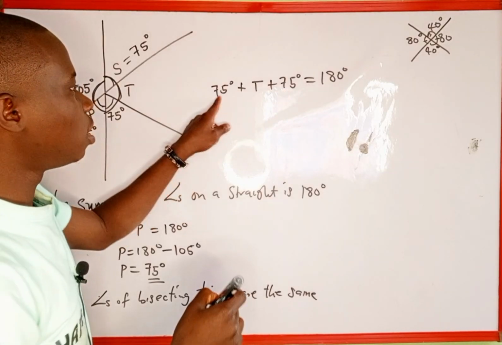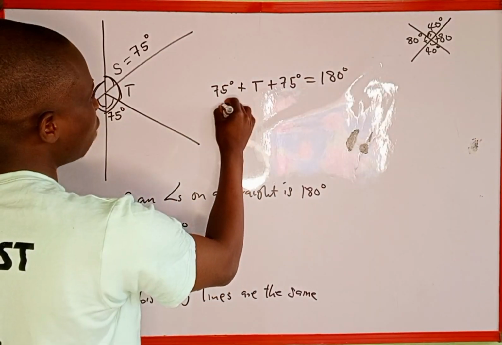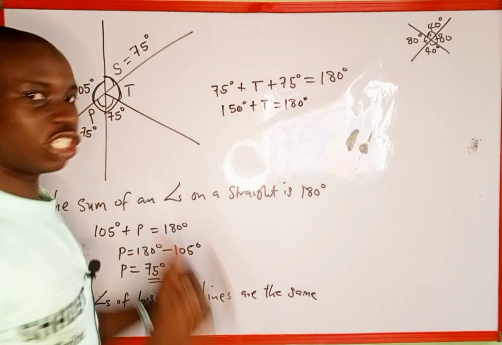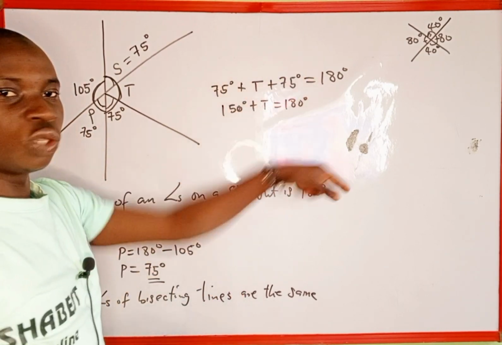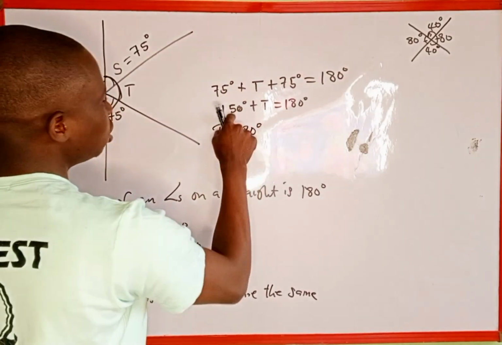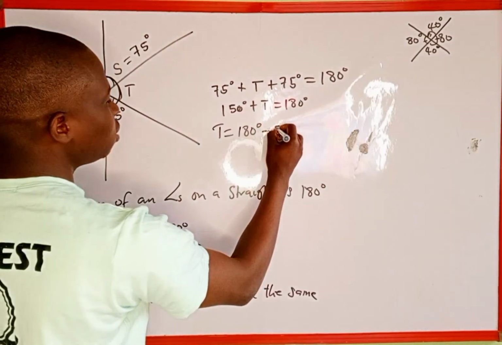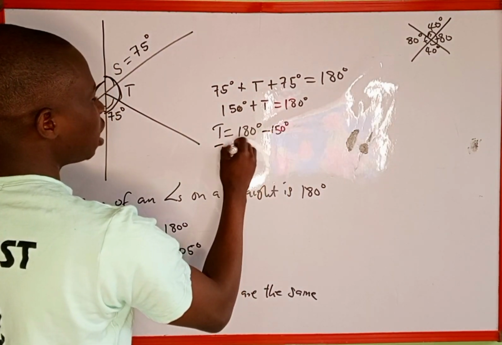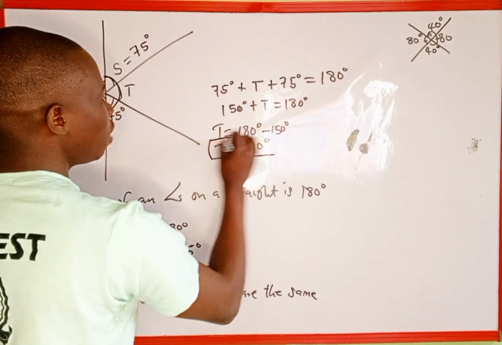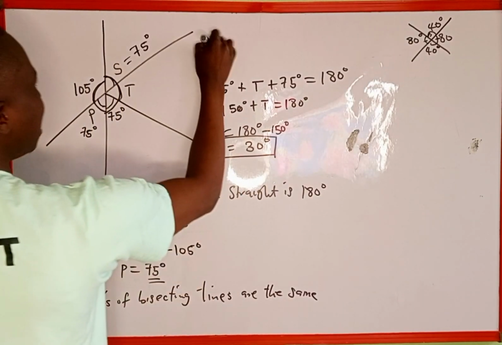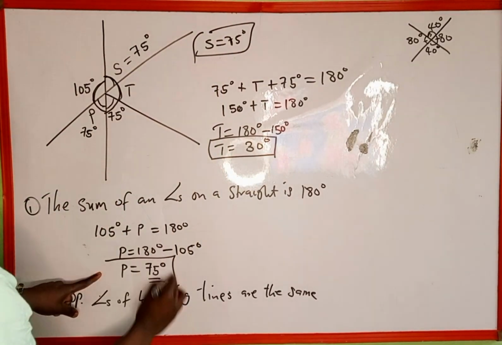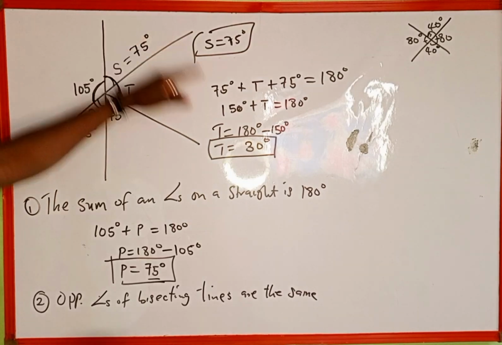First, we add these two terms. 75 plus 75 is going to give us 150 degree, then plus T is equal to 180 degree. Now we make T the subject of the formula and take this 150 degree to the right hand side of the equation. We have T now equal to 180 degree. When this 150 crosses the equality sign, it's going to change to negative 150 degree. So T now will be equal to 180 degree minus 150 degree, which is 30 degree. So therefore, T is equal to 30 degree, S is equal to 75 degree, and P is the same as what? 75 degree. So these are the three angles we are asked to look for.